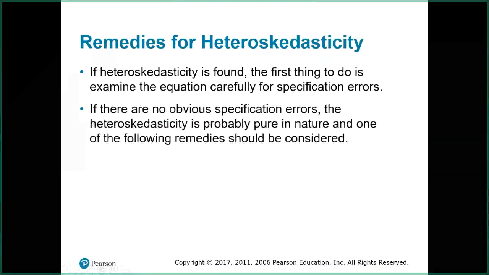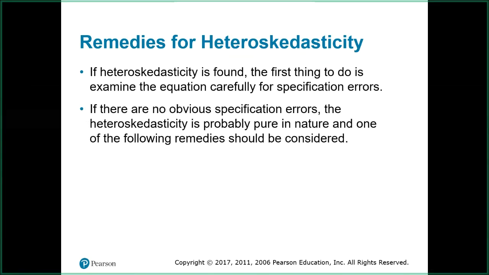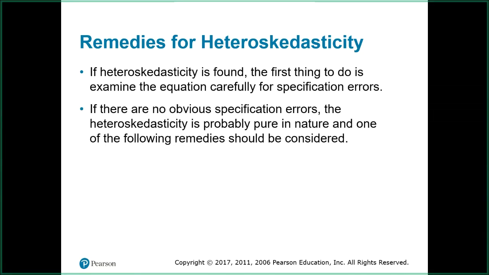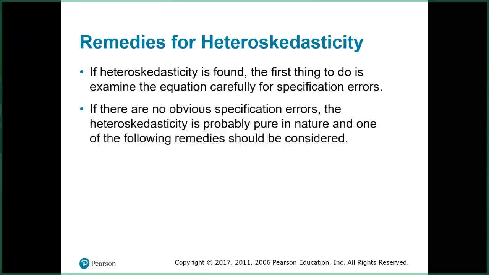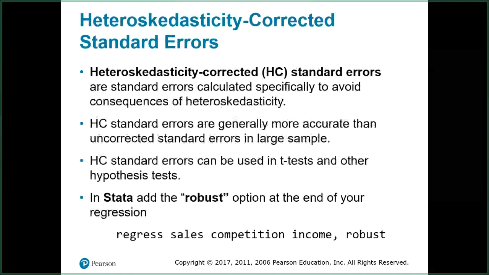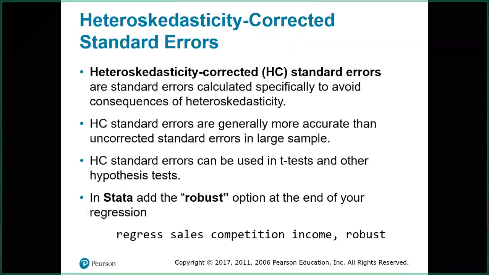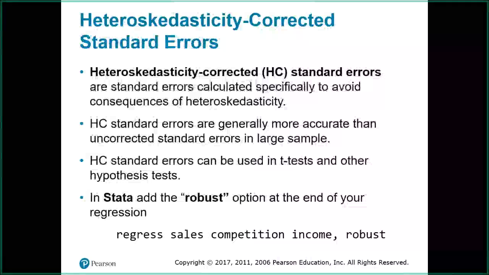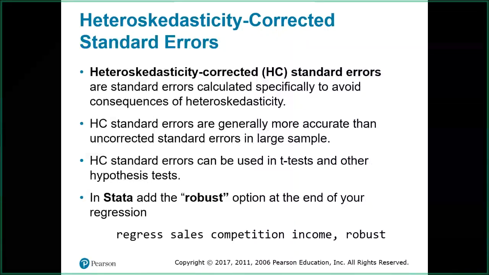To correct for heteroskedasticity, the first thing is to look at your functional form. If it's impure heteroskedasticity, the best way to correct it is fixing the functional form. If there's no obvious specification errors, then we go on to our quick fix, which is called heteroskedastic corrected standard errors. These are typically not minimum variance. So when we use these, our model is not as precise as possible, but they tend to be more accurate at estimating standard errors under heteroskedasticity. And they can still be used with the standard t-test that we always use for hypothesis testing.